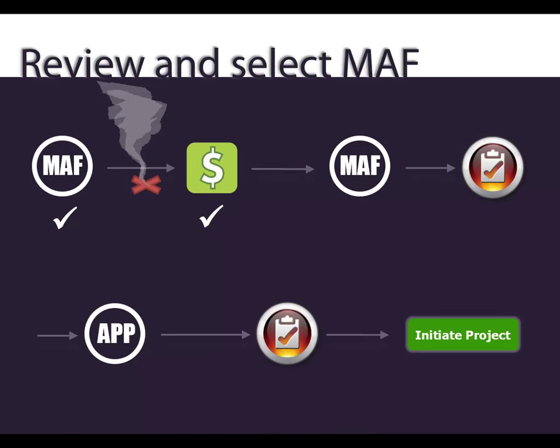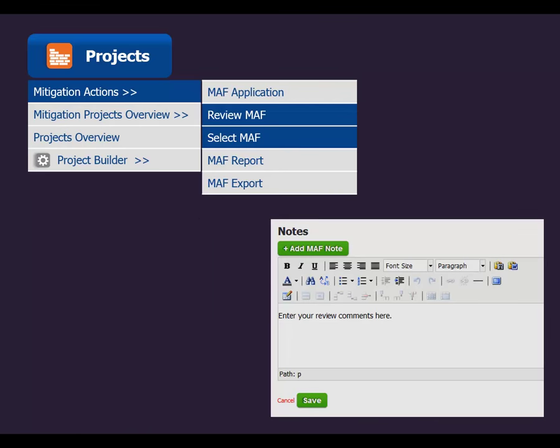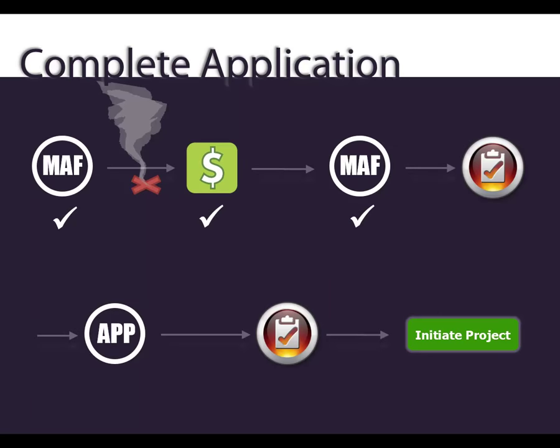Once the MAF has been formally submitted, it's now time to review and select the MAF by the State Hazard Mitigation Council. To do so, the designated individual at the state level will enter into CHAMPS the review and selection that is made by the Council. As you can see on the lower right-hand section of the screen, reviewers may add comments for any needed revisions.